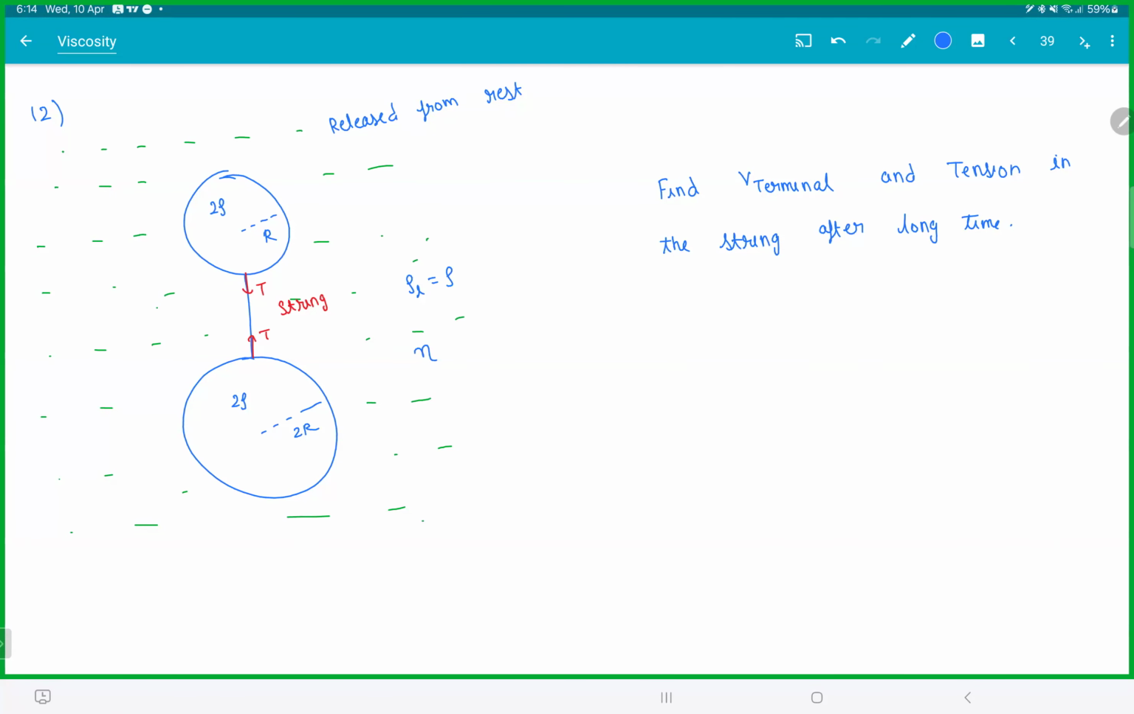Just draw the FBD of the whole system together. Since you reach terminal velocity, acceleration of the system is 0. So there are two weights, two buoyant forces, and two viscous forces. Total 6 forces are there. Tension is internal. So the two weights should balance two buoyant forces and two viscous forces. We have 8 by 3. First one is rho, then it is pi. This tension.